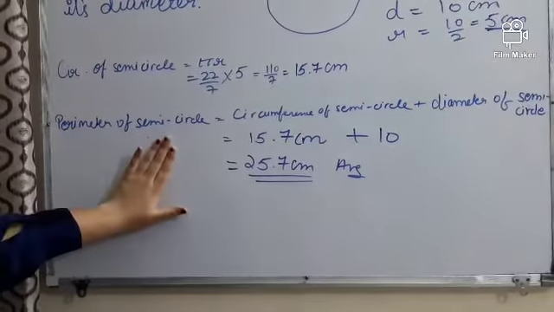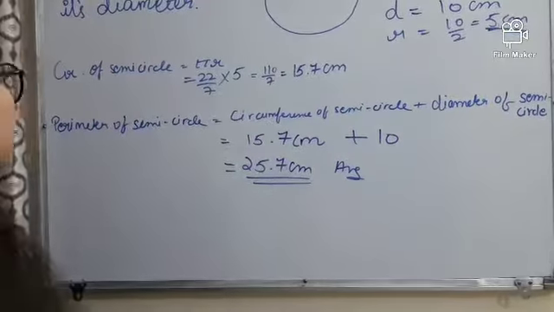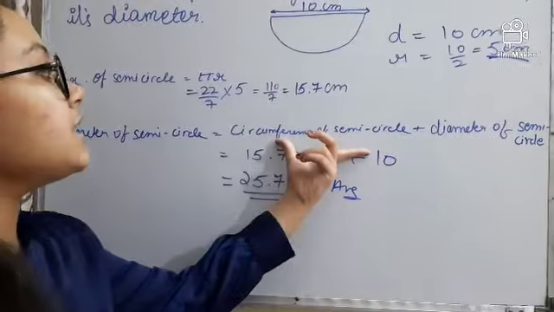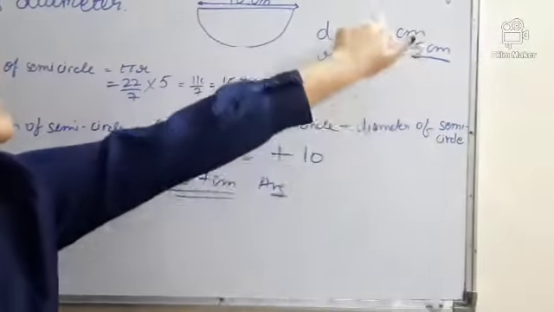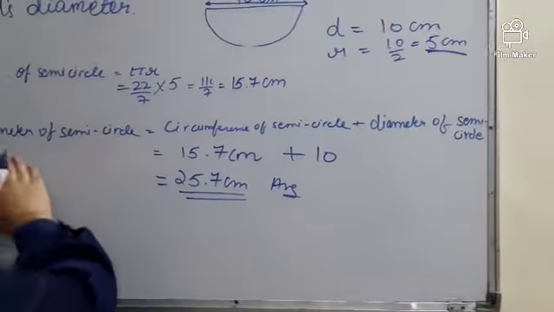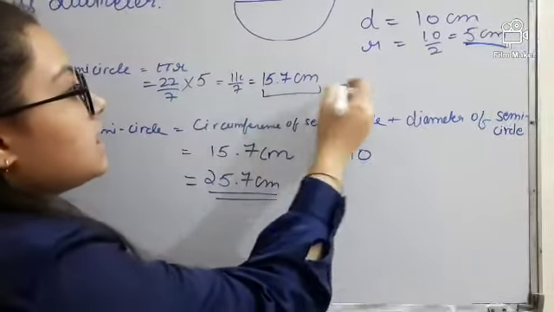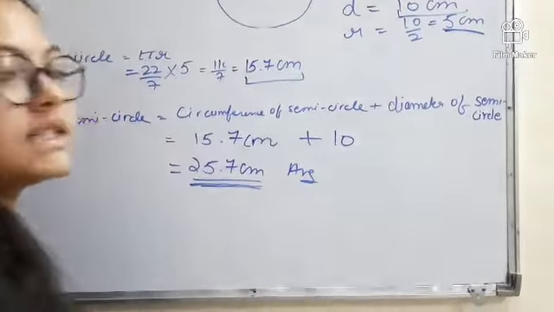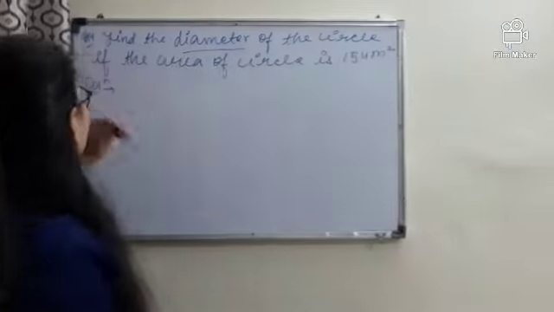Now how do we find the perimeter of the semicircle? We add the circumference of the semicircle, that is this, plus the diameter of the semicircle, that is this. By adding the circumference of semicircle and the diameter of the semicircle, we got 25.7 centimeter. Let's proceed to the next. So let's see our fourth question.